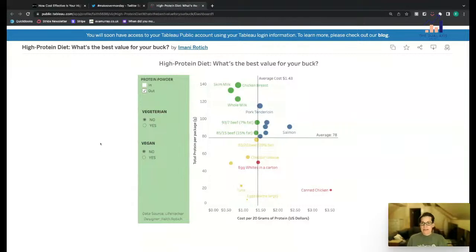So we have a scatter plot, but we don't have an explanation. So we have labels. So we have total protein per package.